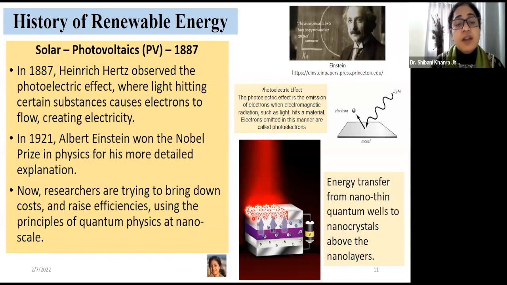And as we understand, the current status is that researchers are trying to bring down the cost and raise the efficiency of photovoltaics using the principles of quantum physics at the nanoscale.